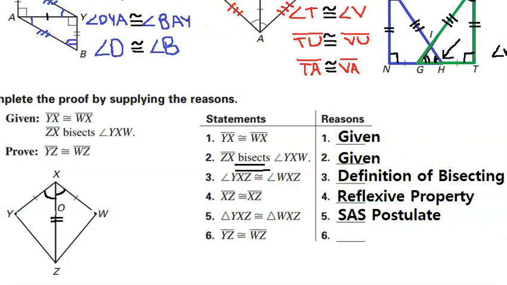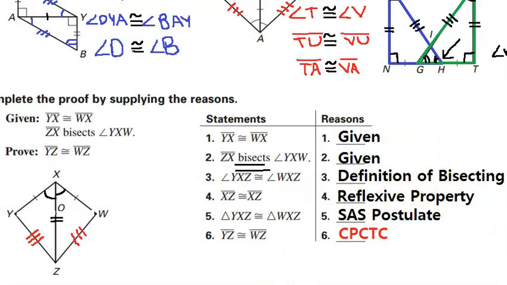Now, the last step. How can I justify that YZ is congruent to WZ? Well, now that I have already proven that the two triangles are congruent, I can match up any other parts that I want that are corresponding just by saying corresponding parts of congruent triangles are congruent, aka our rule CPCTC. So that's what it's going to look like in a proof.